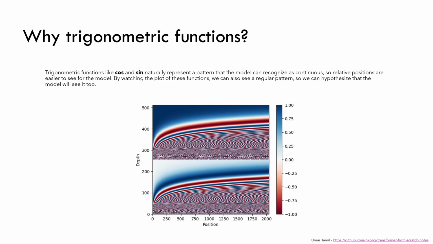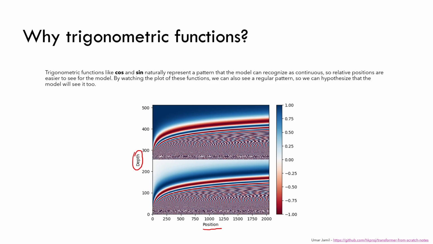So why did the authors choose the cosine and the sine functions to represent positional encodings? Because let's watch the plot of these two functions. You can see the plot is by position, so the position of the word inside of the sentence, and this depth is the dimension along the vector, so the 2i that you saw before in the previous expressions. And if we plot them, we can see as humans a pattern here, and we hope that the model can also see this pattern.